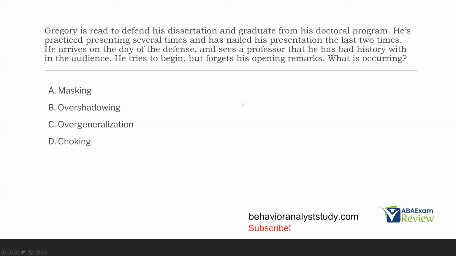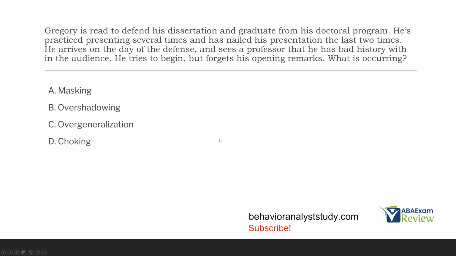Overshadowing is when the response is not yet known, there is no stimulus control yet, and we can't establish stimulus control because of a different stimulus in the environment. So when thinking of masking and overshadowing, think of masking as stimulus control already being present. The response is already present. It just can't be evoked because of another stimulus. Overshadowing, there is no stimulus control yet. We're trying to establish stimulus control. We're not overgeneralizing because Gregory isn't trying to defend in inappropriate times or places.